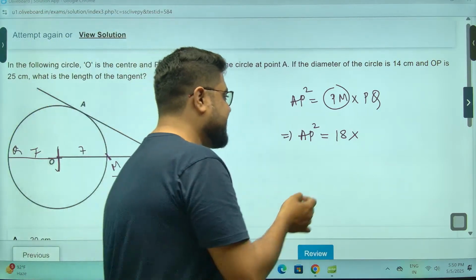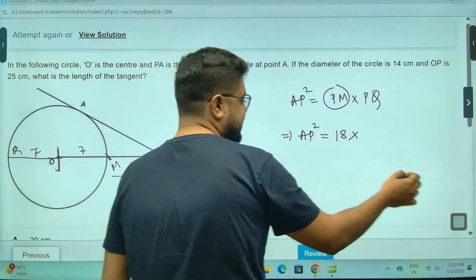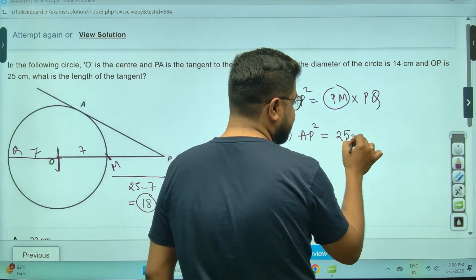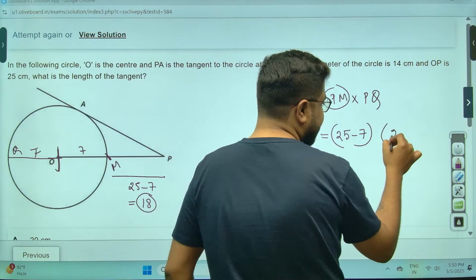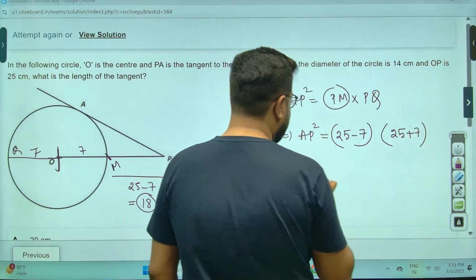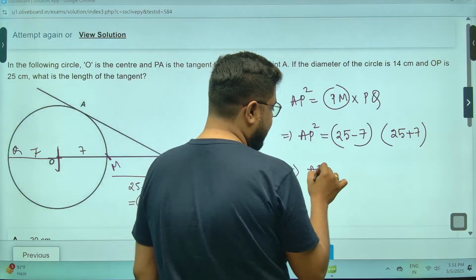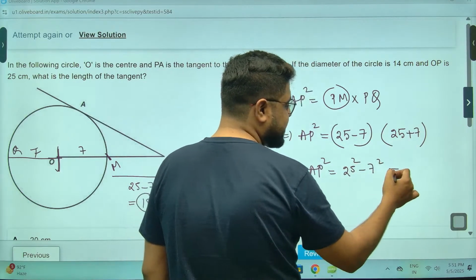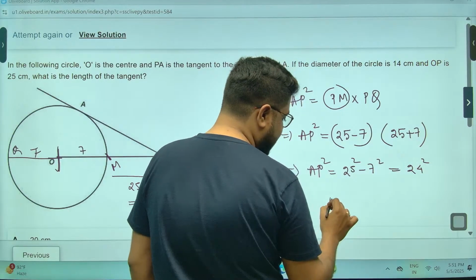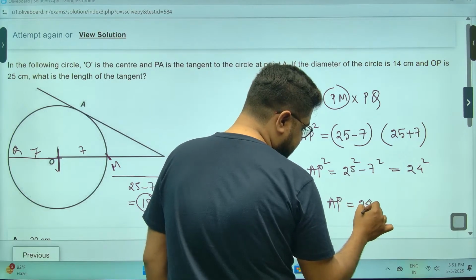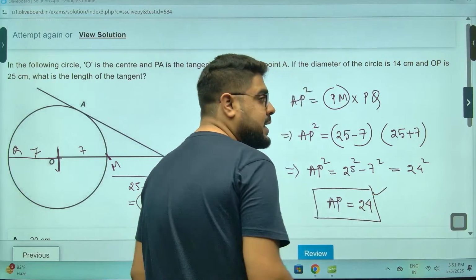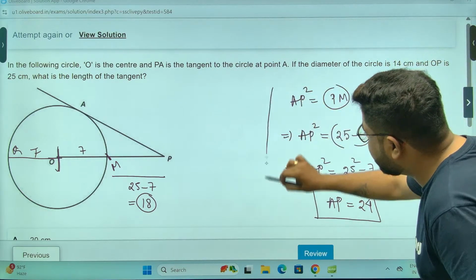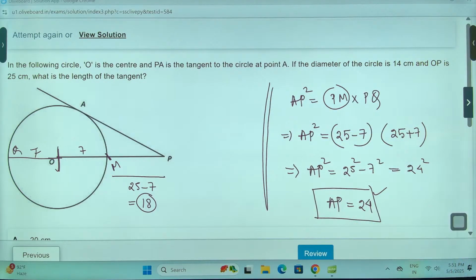25 plus 7. So you will say, acha, let's do this. Rather than calculating like this, it is 25 minus 7, it is 25 plus 7. You will say, sir, AP square is 25 squared minus 7 squared. A square minus B square, that is 24 square. So AP will be 24. Now, it is a much too lengthy method, right? But again, the first method that I have shown was easier. But again, please understand, you can do it in both the methods.